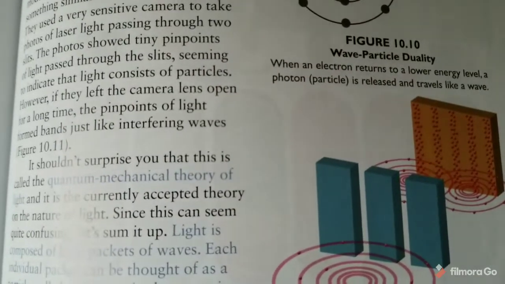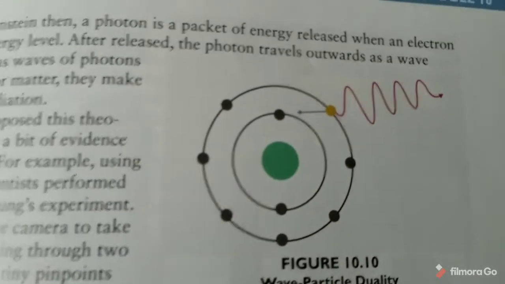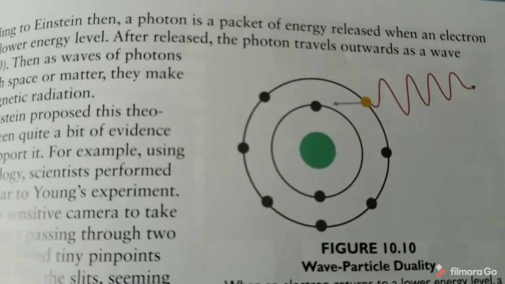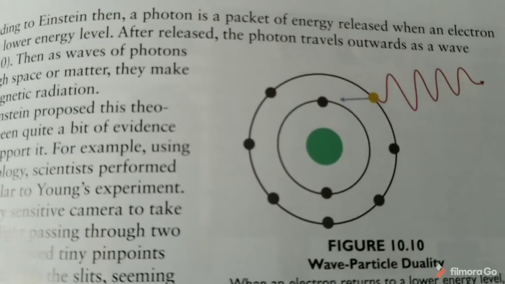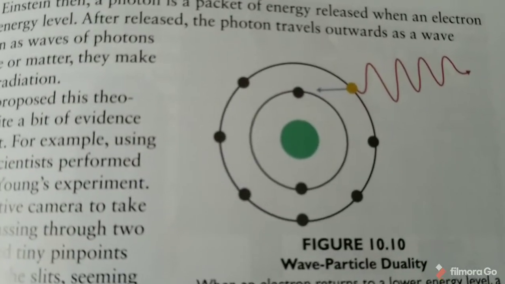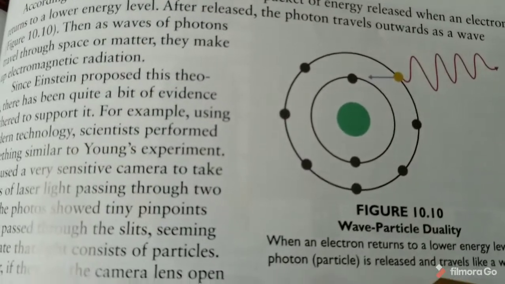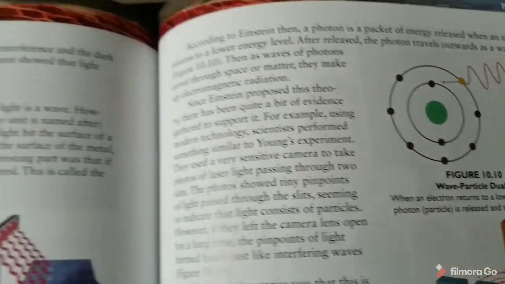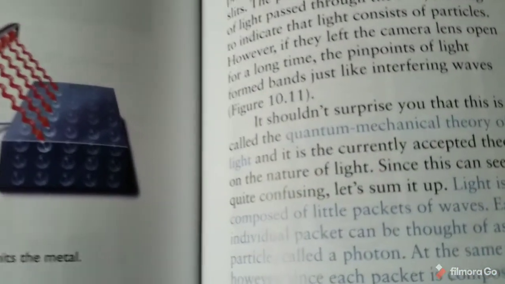All right. So it kind of goes over here a little. I'm going to show the picture. I'm not going to pretend to understand this completely. But it says when an electron returns to a lower energy level, a photon particle is released and travels like a wave. Isn't that awesome? So it shouldn't surprise you. This is called the quantum mechanical theory of light. And this is the currently accepted theory on the nature of light.